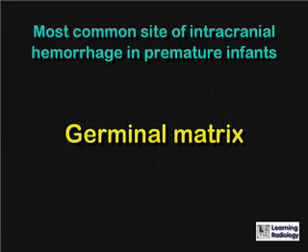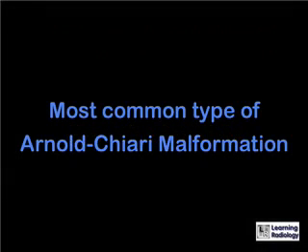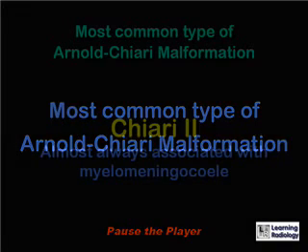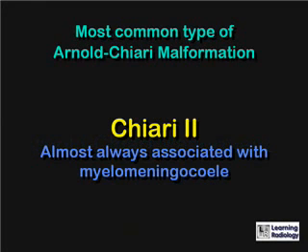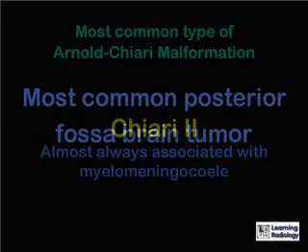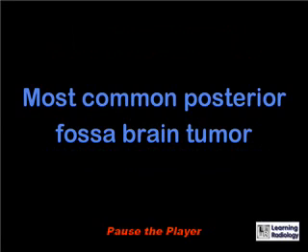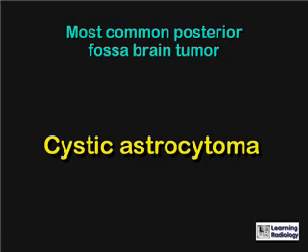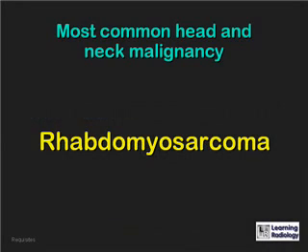The germinal matrix. What is the most common type of Arnold-Chiari malformation? A Chiari 2, which is almost always associated with myelomeningocele. What is the most common posterior fossa brain tumor in children? A cystic astrocytoma. What is the most common head and neck malignancy? A rhabdomyosarcoma.